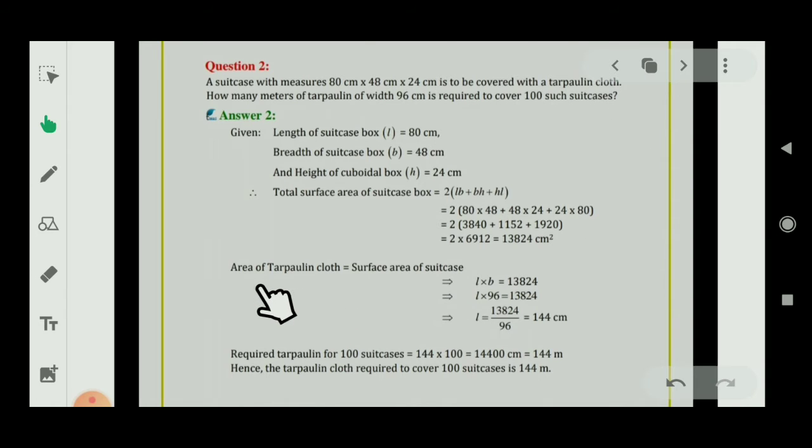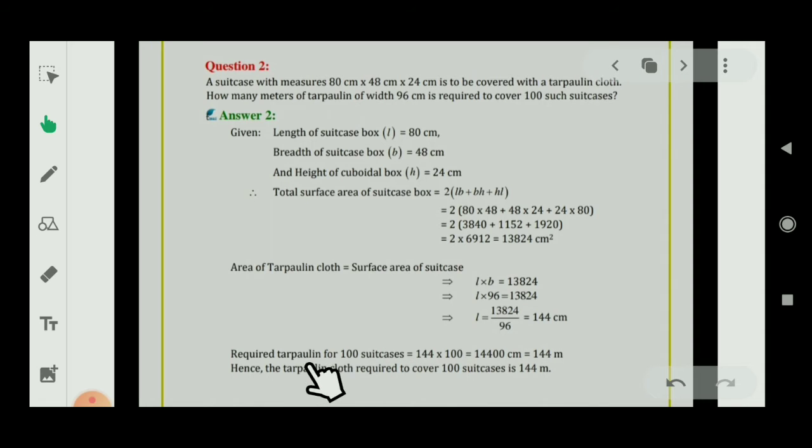Now students, you have to put the formula of area of cloth, that is L into B. L's value is given in the question, that is 80 centimeter, and B's value is given. Students, you can see here width is given but L's value is not given. So width is 96, we can put it from the question, and L as L. And students, this is the area. You can see this area, we have to put it here. Then after solving it, we can find the value of length, that means 144 centimeter.